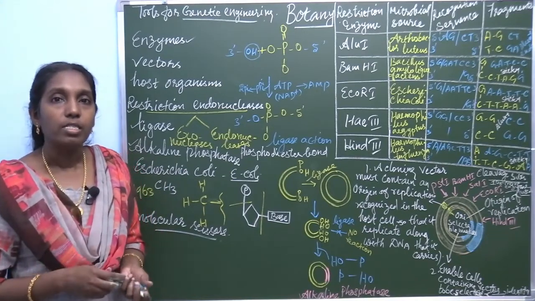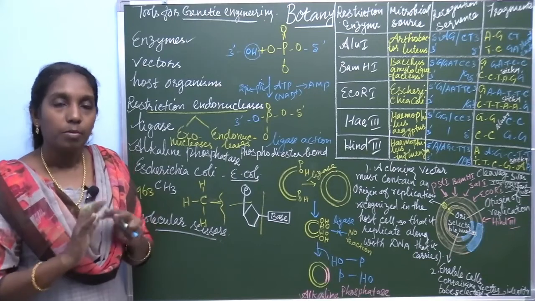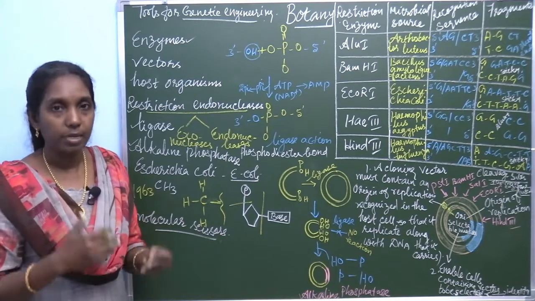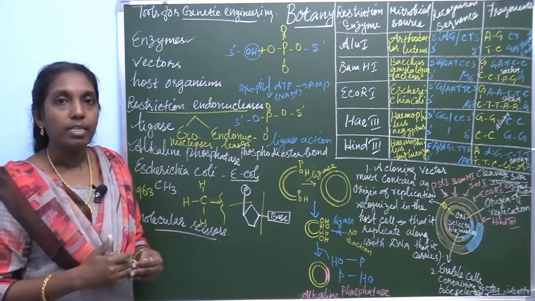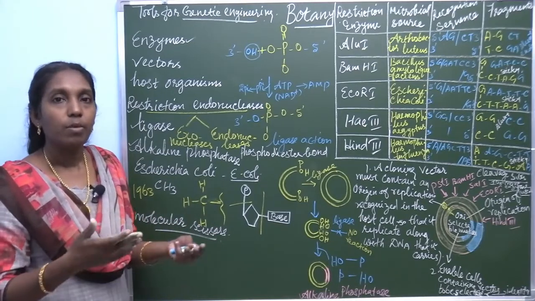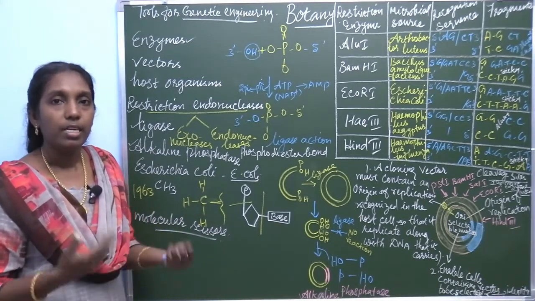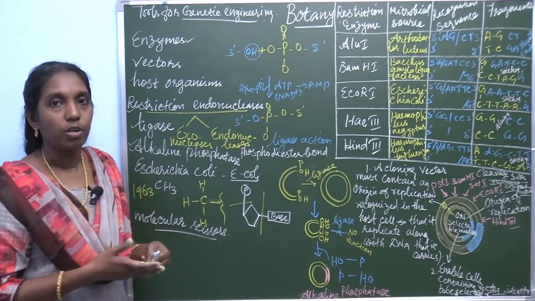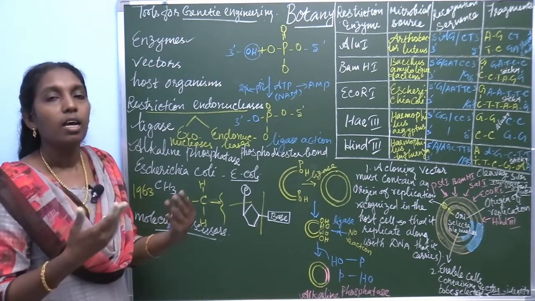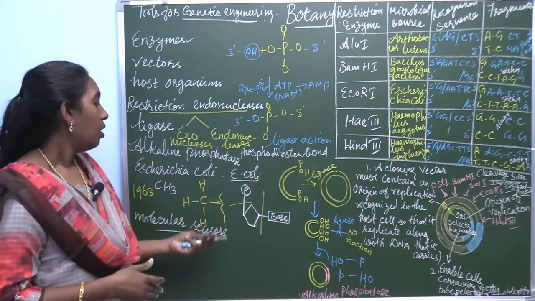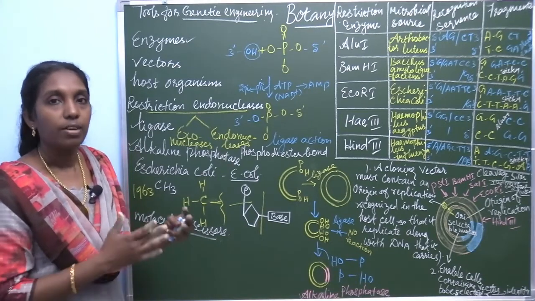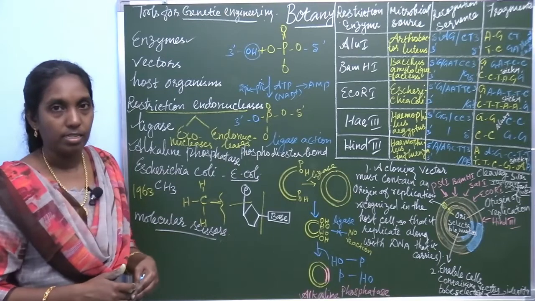Restriction endonucleases are present in almost all bacteria. Why are they present? Bacteria use them as a defense mechanism to escape from foreign invaders. If any disease-causing organisms enter its body, it cuts the nucleotide sequence, and this helps the bacteria escape from the disease-causing agents. That's the function of restriction endonucleases.